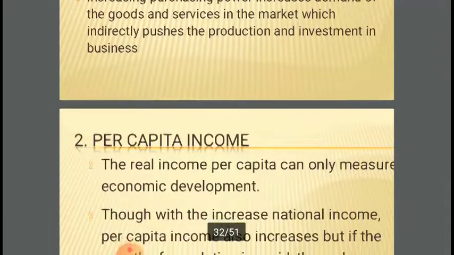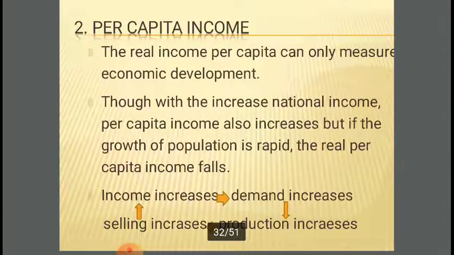Now next is per capita income. What is per capita income? When the national income is divided by the total population, it is known as per capita income, or in other words we can say per head income. The real income per capita can measure economic development. See, on the basis of national income, we cannot measure whether the economy is developing or not. It is the per capita income on the basis of which we can decide whether the economy is in a developing phase or in a non-developing phase.